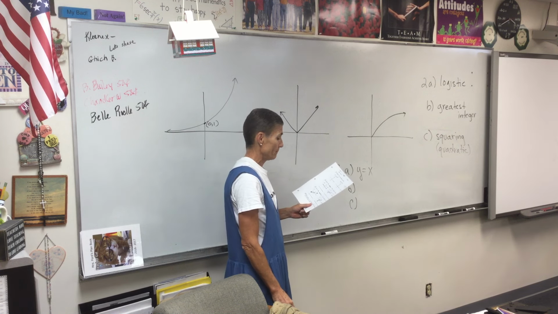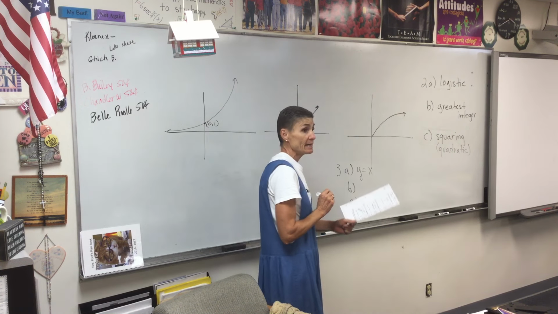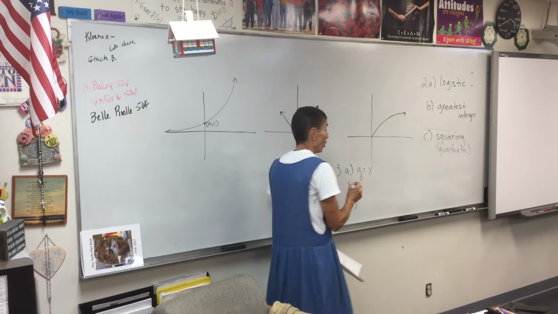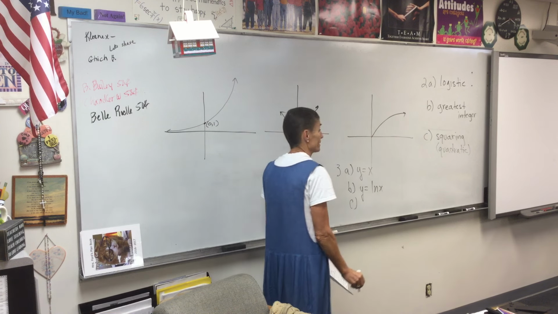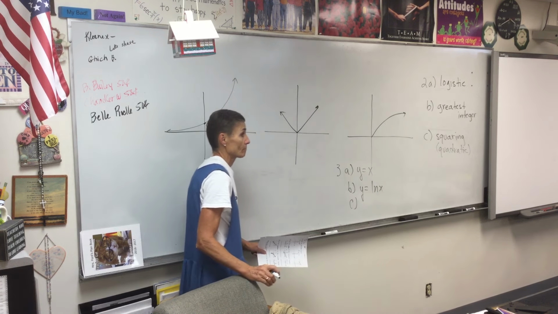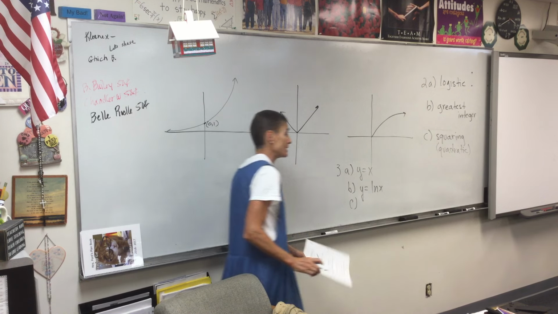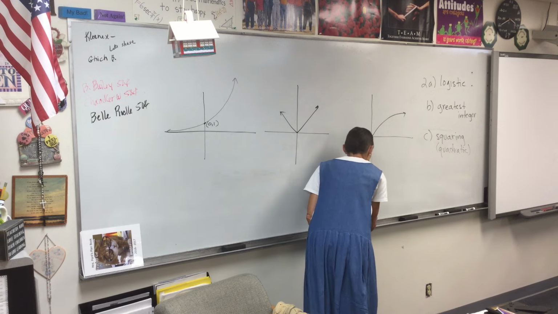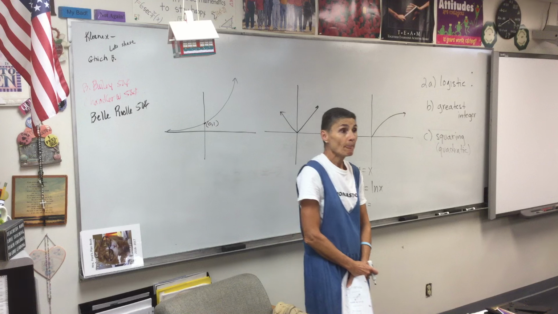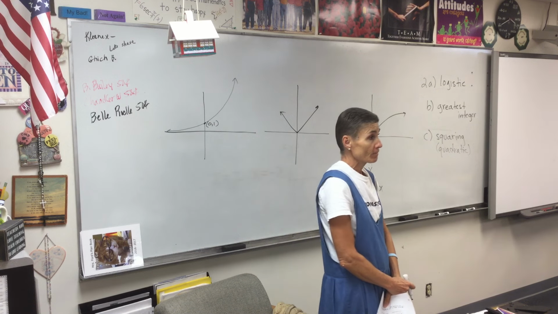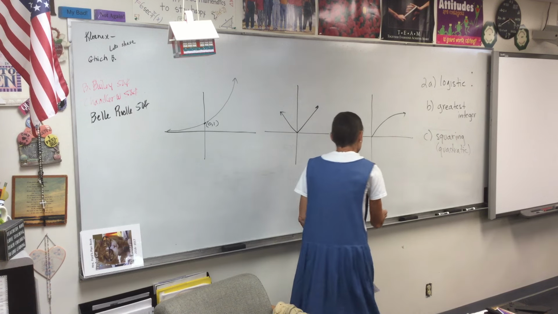What's the next one? B is the logarithmic function. Y equals ln x. That's your logarithm. Now C, oh, be careful. This one's either a sine or a cosine. Which one is it? It's cosine.